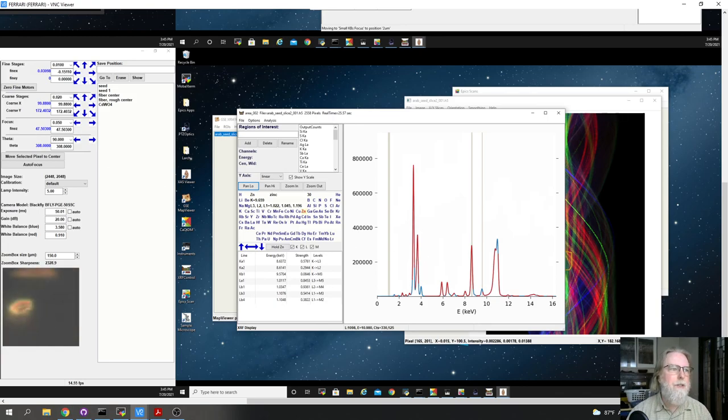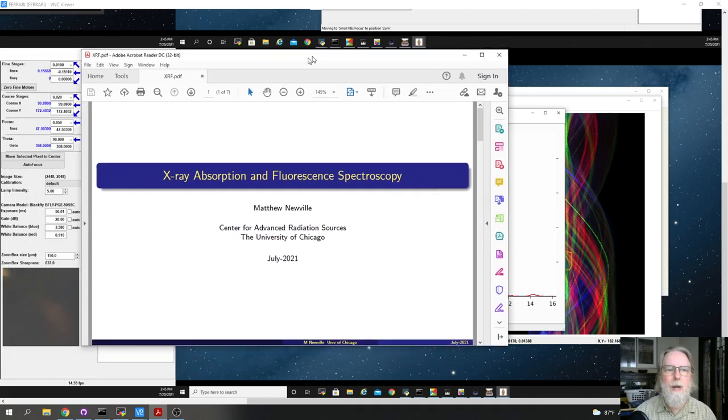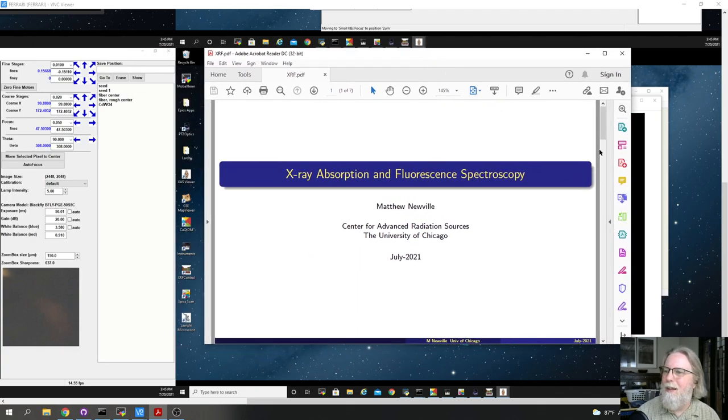Let me just pause here and show a few slides on X-ray fluorescence. You may have seen some of these from the neutron X-ray school or from some other school, but let me show you so that we can talk about these features in a little bit more detail. So I'm just going to drag this over here: some slides on X-ray absorption and fluorescence spectroscopy. I give these kinds of talks often.